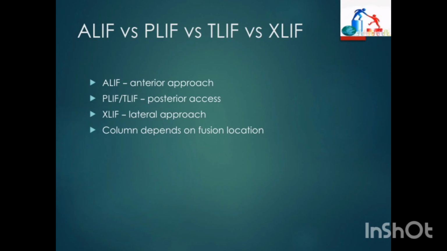Next is XLIF, or lateral approach, which approaches the spine from the side. This method can minimize muscle disruption and potentially lead to quicker recovery. It's important to remember that the choice of approach often depends on the location of the fusion. For example, the column you choose may vary based on where you're targeting in the spine to optimize outcomes.